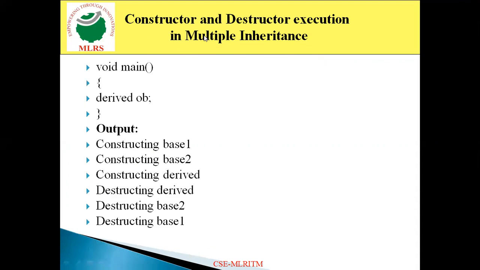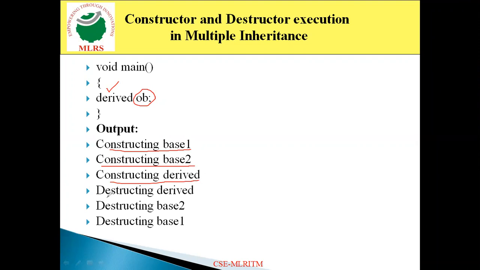Then come to the main function. In the main function, I create the object OB for the Derived class. When I create the object OB, it immediately executes the constructors. We have three constructors: one from Base1, one from Base2, and one from the Derived class. So first it executes the Base1 constructor. Then it executes the next base class constructor, "constructing Base2". At last it executes the Derived class constructor, "constructing Derived".